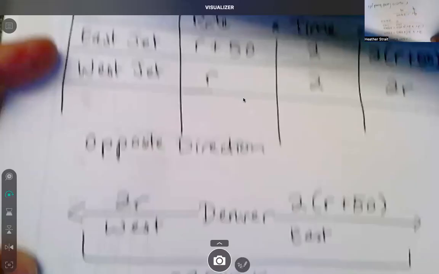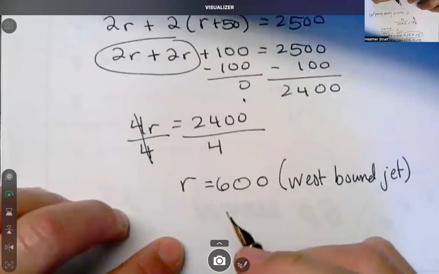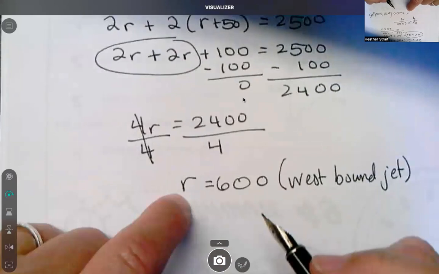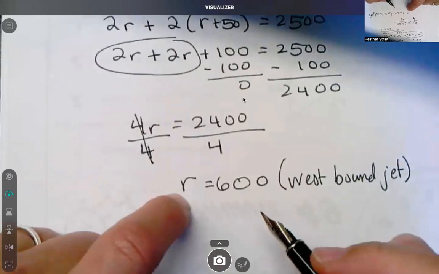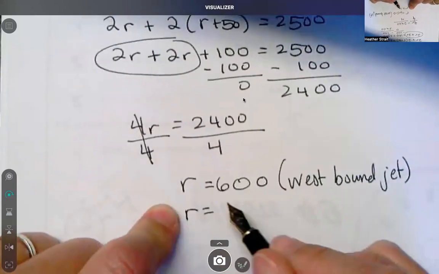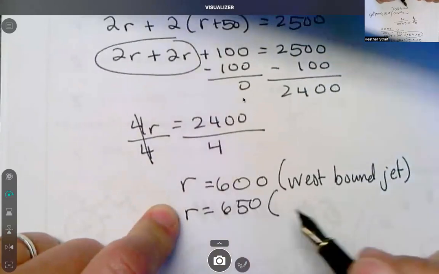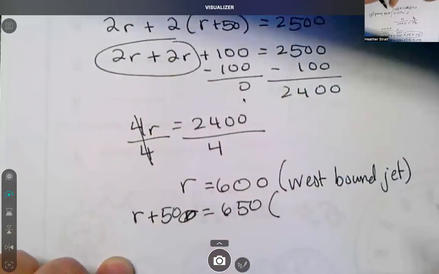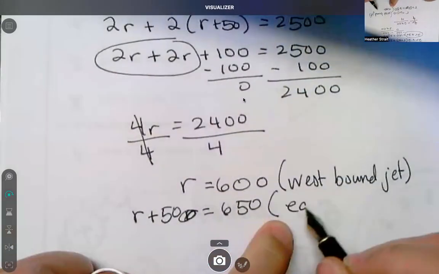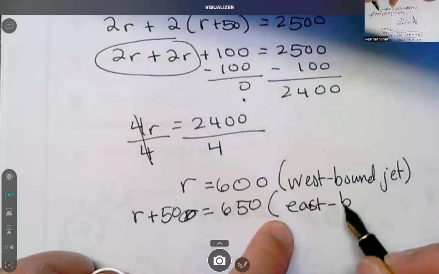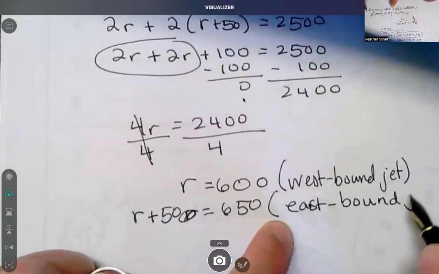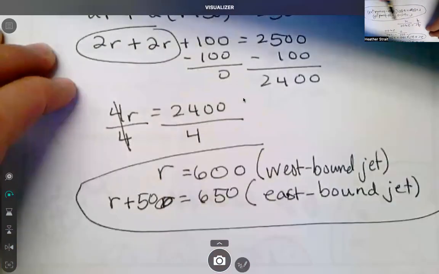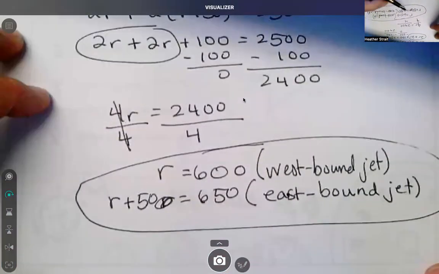650? So what do you mean, miles per hour or just miles? It's kilometers. Rate is always per hour or per minute or per second. Yep. And then the other one is 650, or actually you would say rate plus 50. And then you have to specify east. Oh, there's a hyphen, eastbound jet. And then circle that. Okay.